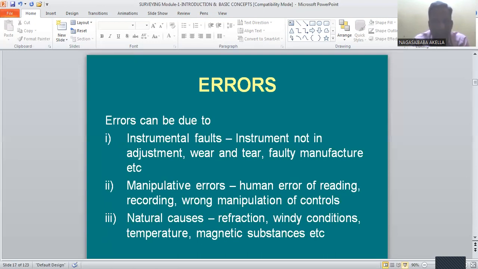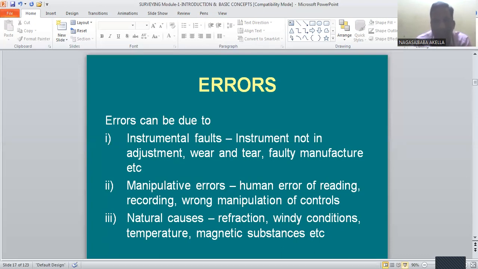So coming to instrumental error: instrument not in adjustment, wear and tear, faulty manufacture. So if permanent adjustments are damaged, that comes under instrumental fault. Temporary adjustments we have to do at every station point. If permanent adjustment fails, it should be repaired. It should be taken to the workshop. Okay, and parts may have wear and tear, and faulty manufacture, etc., come under instrumental faults.